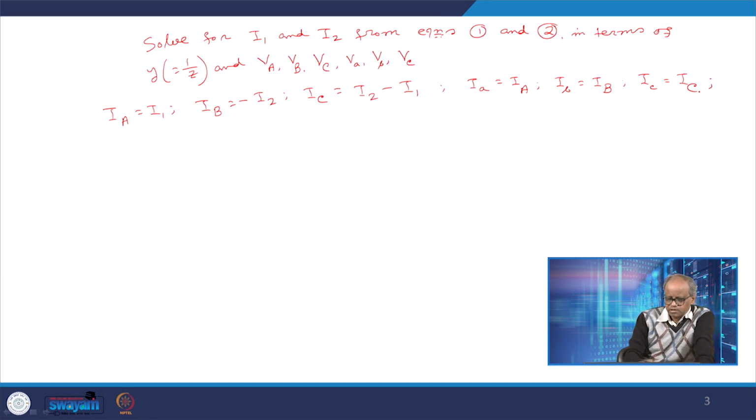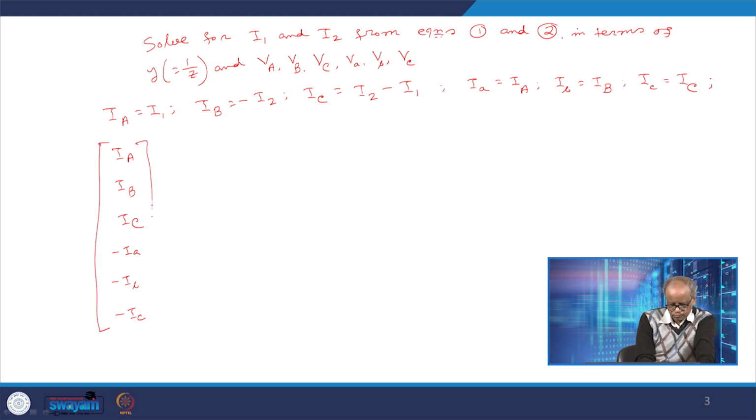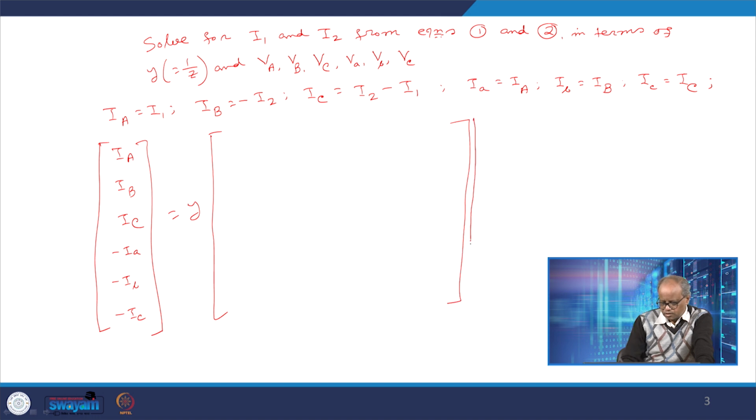So, from these 6 equations we get the expressions of I capital A, I capital B, I capital C, I small a, I small b, I small c, and then we write down the model: IA, IB, IC, minus Ia, minus Ib, minus Ic is equal to the Y sum matrix, a 6 cross 6 matrix, and then it is in terms of VA, VB.